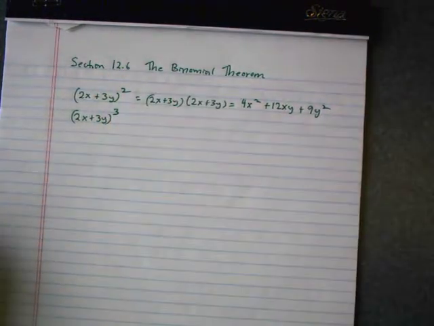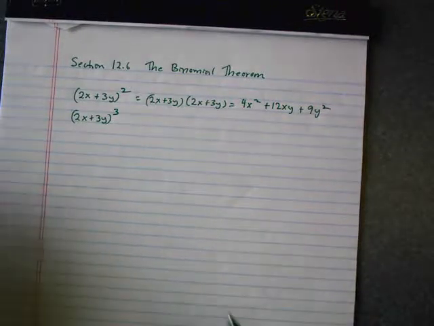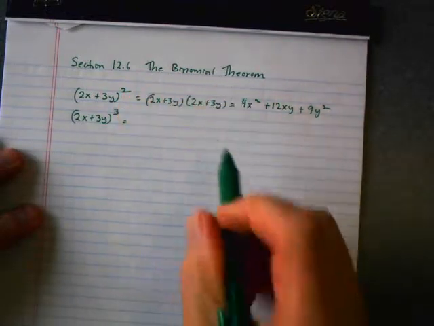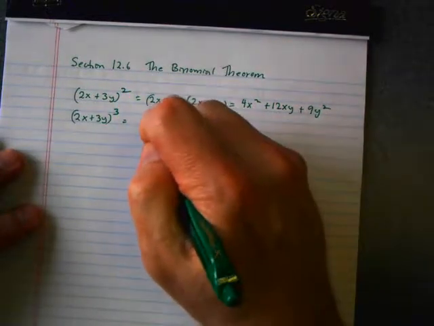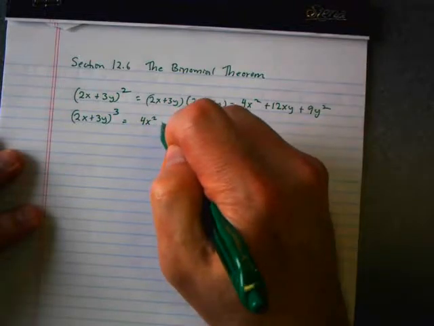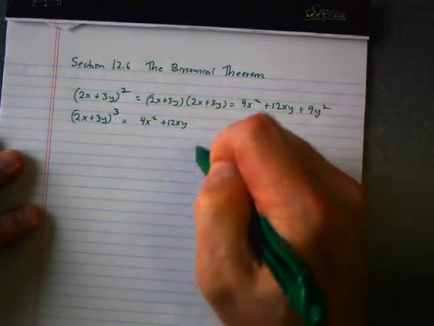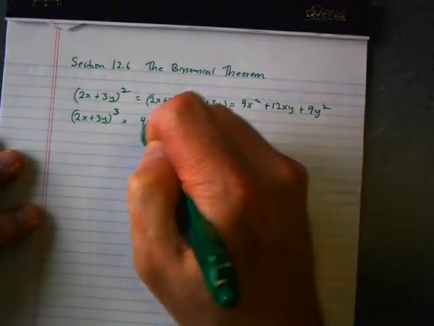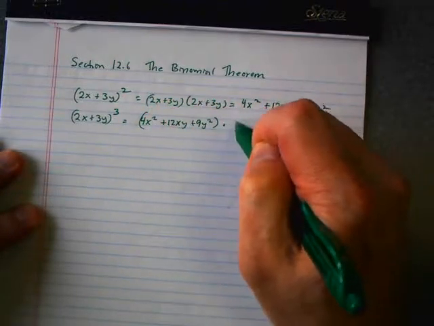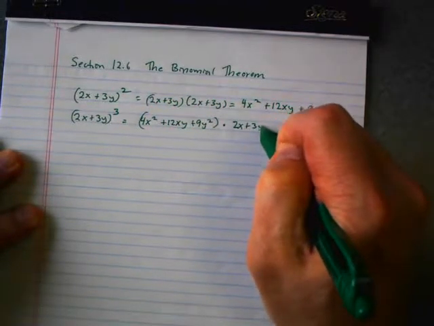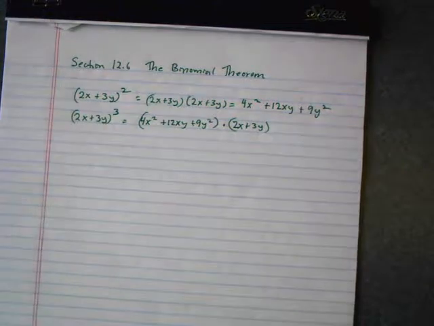What if I asked you to take 2x plus 3y and cube it? I would take that answer, because that's 2x plus 3y squared, so I would take 4x squared plus 12xy plus 9y squared, and I would multiply it by 2x plus 3y, and I would get an answer, correct? Hopefully I'd get a correct answer.